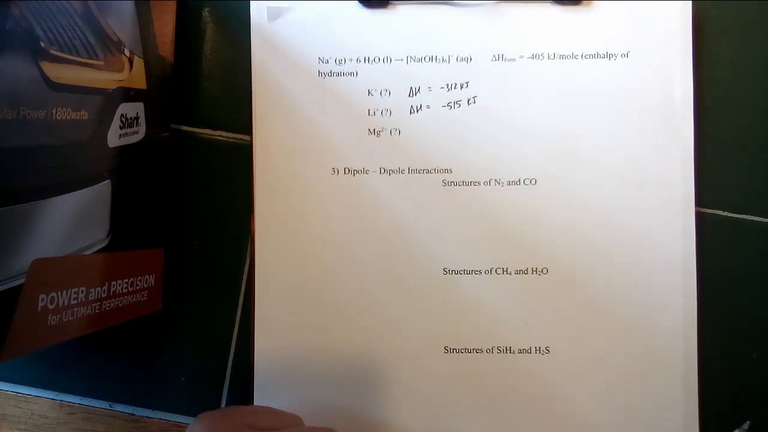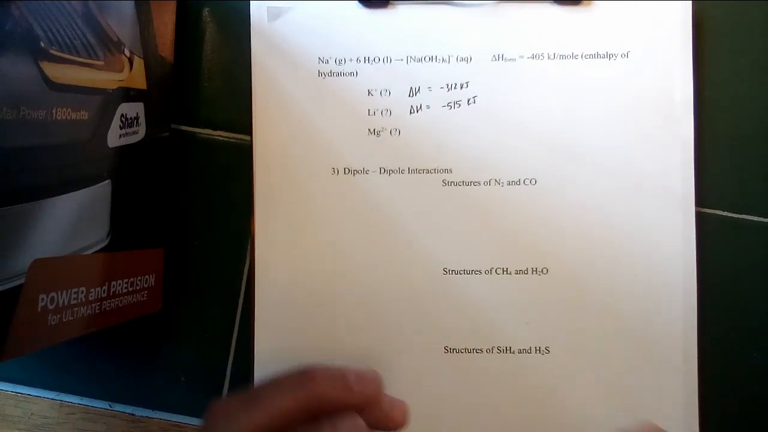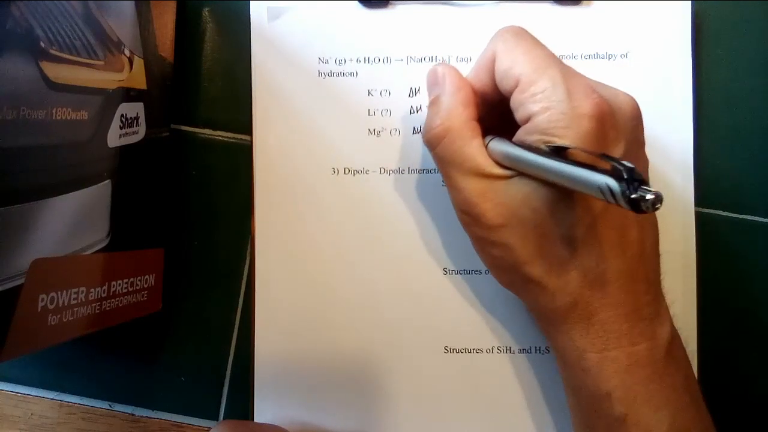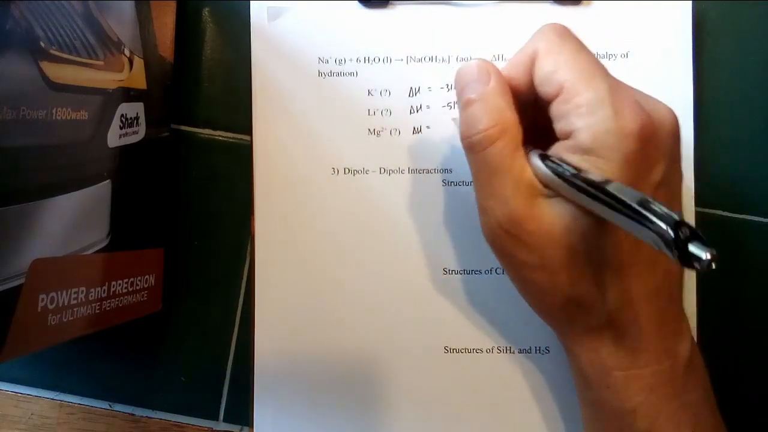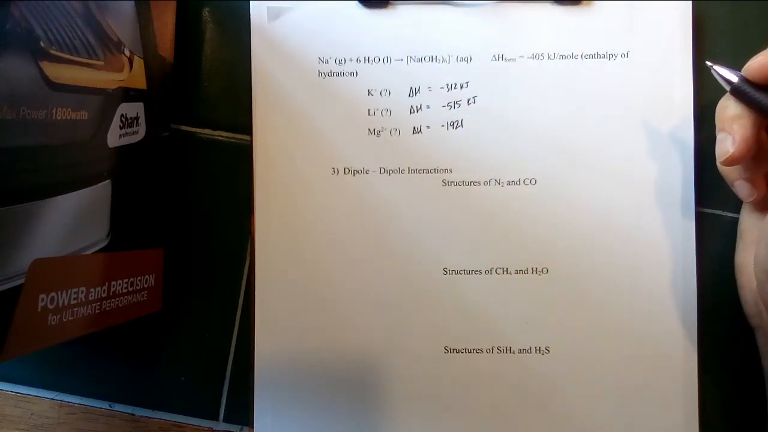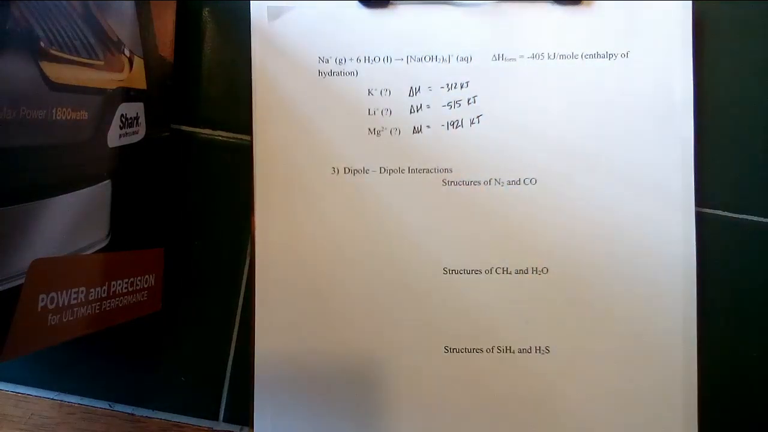Now, if we move to magnesium, we've got two things changing. The size of the magnesium cation is changing, but also the charge is changing. What we see for the enthalpy of hydration for a magnesium cation is that it's much larger in magnitude. It's actually a negative number, so it's not technically larger: minus 1,921 kilojoules. So this is a function not only of the charge.